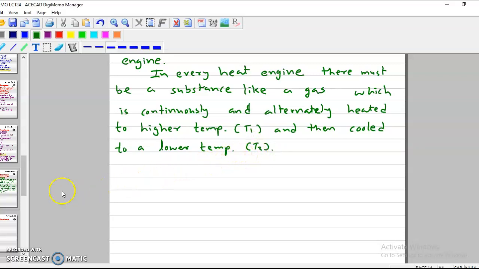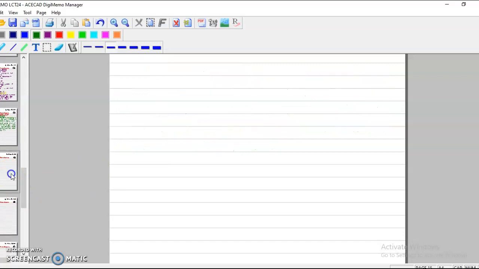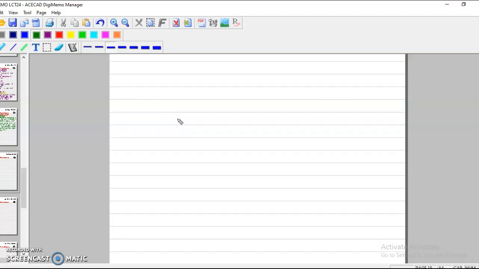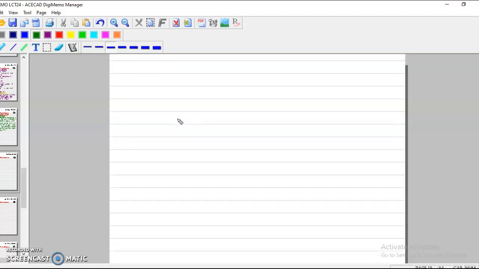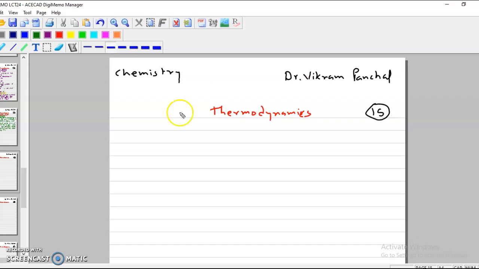Now to study the process in heat engine, Sadi Carnot in 1824 proposed one cycle of system, and that is known as Carnot cycle. Now how it works, let us see this.